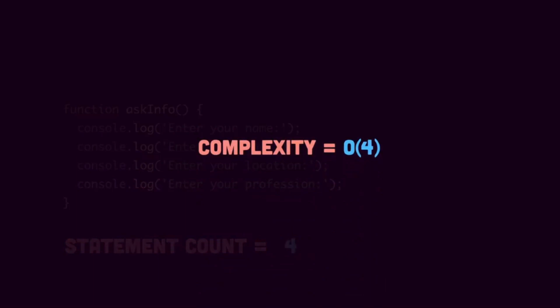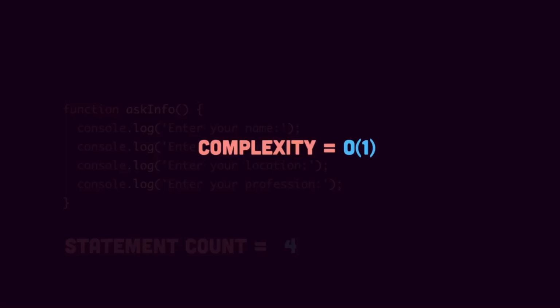This complexity is also called constant complexity because it doesn't depend on the number of inputs that the user gives. It is always going to be 4 statements that it has to run. Such complexity is called constant complexity, and we use 1 to represent this. So no matter how many inputs are given to this function, it is always going to be considered as 1.